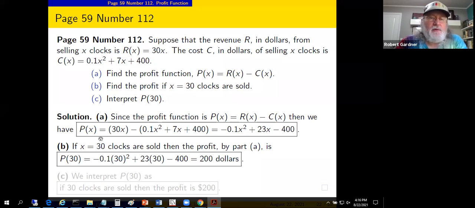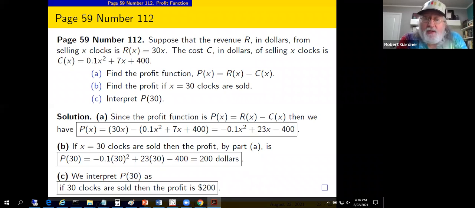We'll just plug 30 in. We get P of 30. That would be negative 0.1 X squared, negative 0.1 times 30 squared, plus 23 times 30 minus 400. Crunch those numbers, calculator, the 30 squared and the tenths, and you'll get $200 from that. So there's the profit on selling 30 clocks.